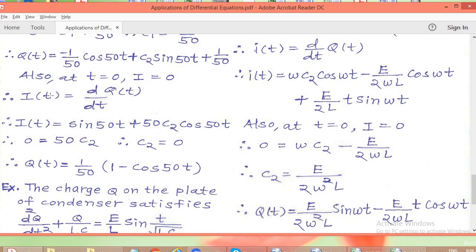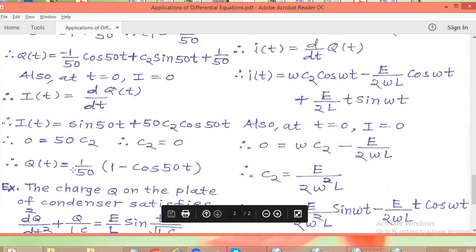So differentiate q with respect to t, and that is sin 50t plus 50 c2 cos 50t, and at t equal to 0, current is 0, so this is 0 equal to 0 plus 50 times c2. So c2 is equal to 0, and this latest equation again becomes q as a function of t is equal to 1 upon 50 times 1 minus cos of 50t.